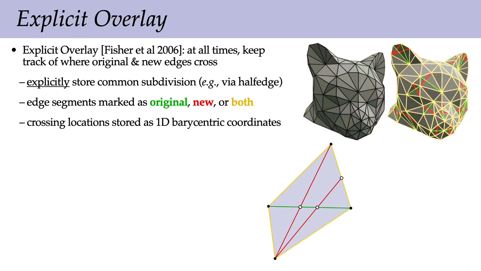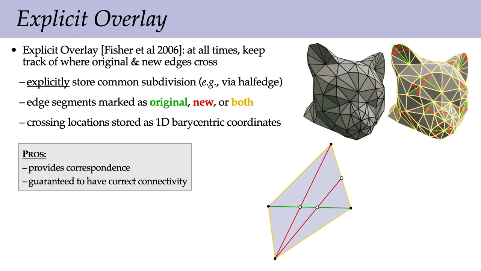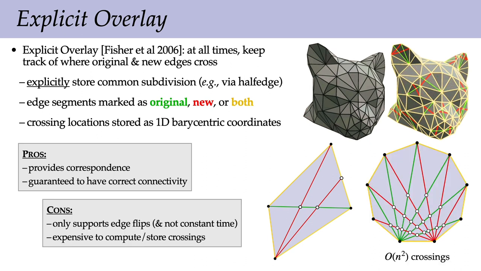So what are some good things about this data structure? Well, for one thing, it provides this additional correspondence information that we were looking for. For another, it's guaranteed to have the right connectivity. All the decisions we make about how to update this data structure are based on quantities we know exactly. On the other hand, this data structure only supports one type of mesh modification, which is edge flips. And in fact, these edge flips are not even done in constant time. It can also be very expensive to compute and store crossings at every step of processing. So kind of an extreme case is shown in the bottom right here, where we end up with order n squared crossings as we flip our edges around.